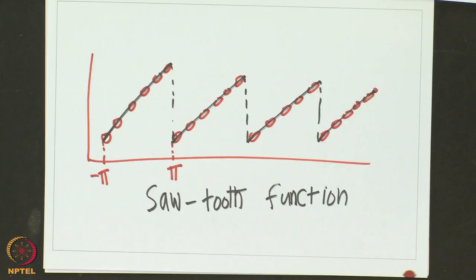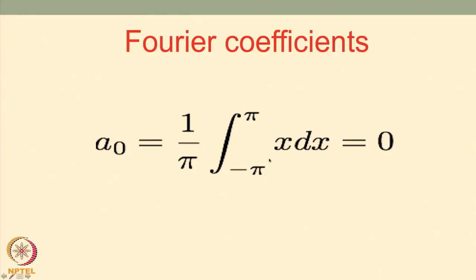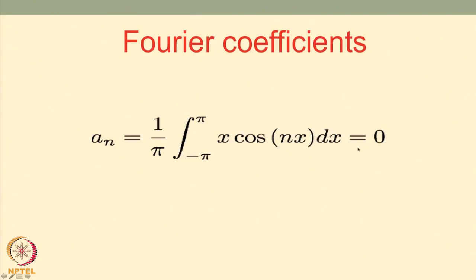So it is done the following way. Our function is f of x equal to x, and f of x plus 2 pi is f of x itself. It will repeat. That's what it means. Now I can calculate it: take this x and integrate from minus pi to pi. I will get a0, which will turn out to be 0. I can calculate an by doing this integration. I can integrate x cos n x dx, and you will get 0. So all an's are 0.